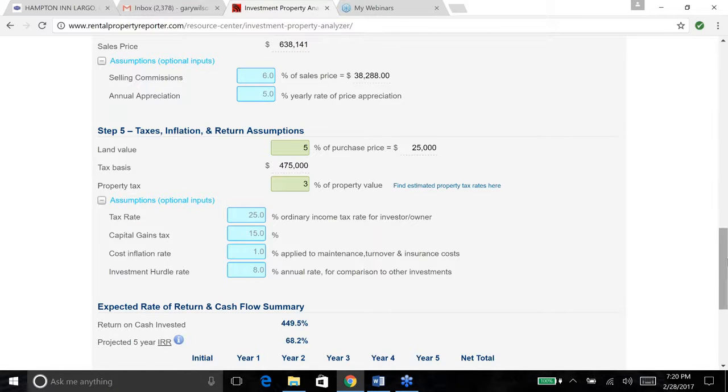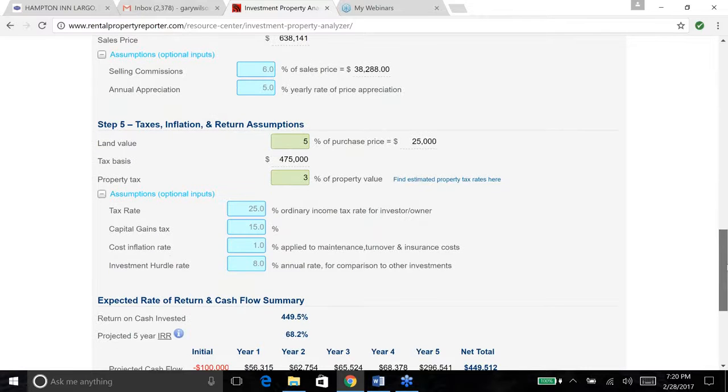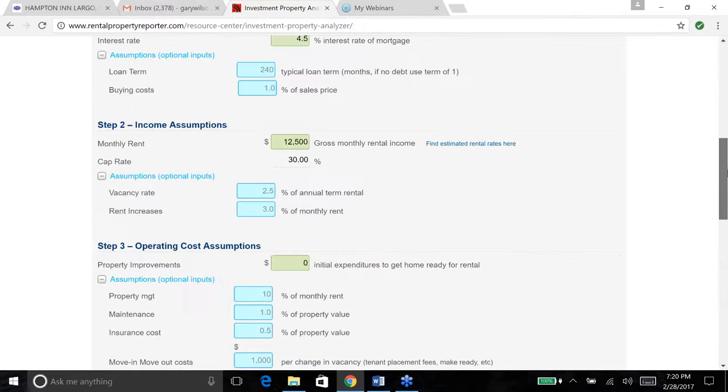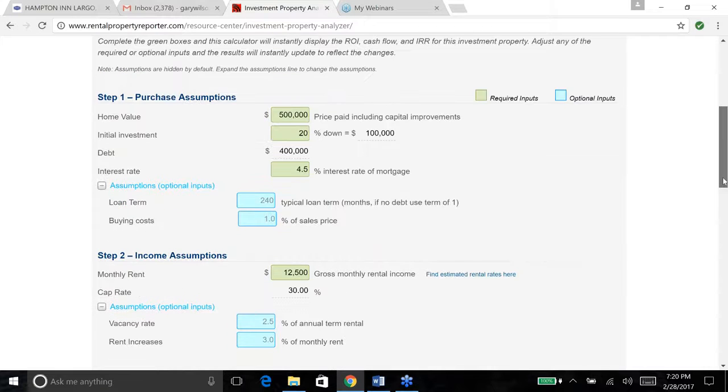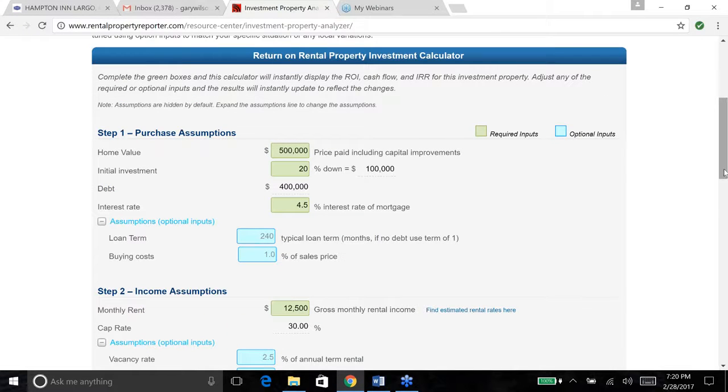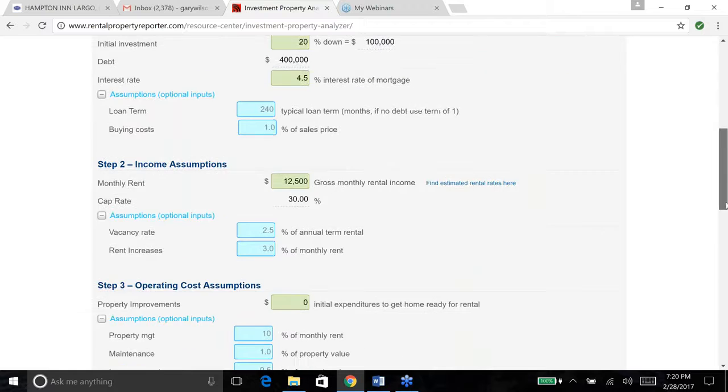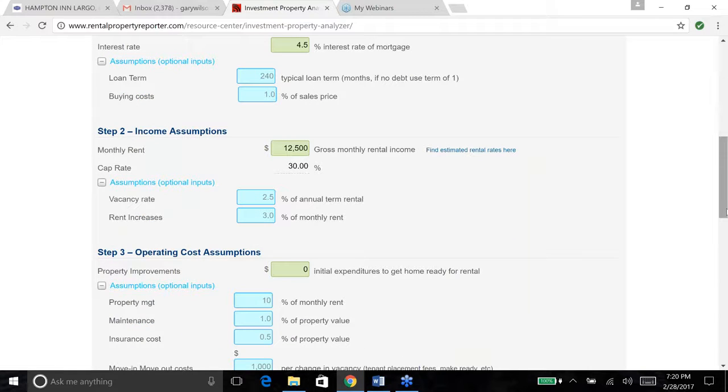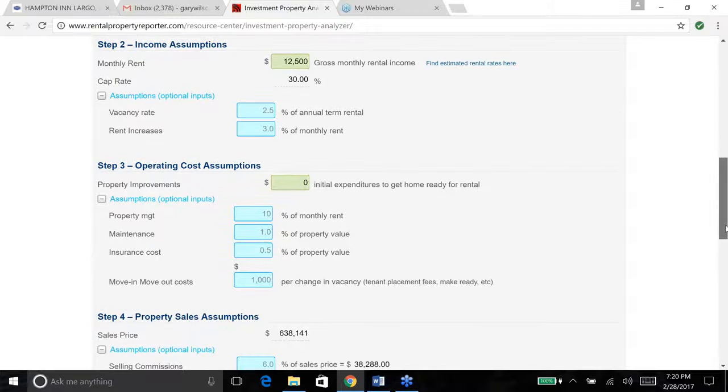Okay, so far we've put in some actual figures and we made some assumptions. So let's just start back at the top and see where we are. Okay, so we have a $500,000 purchase, 20% down, which is $100,000, leaving a loan that we have to get for $400,000. Okay. 4.5% interest rate. We're going to pay it off in 20 years, i.e. 240 months. We're going to assume the cost of the transaction is 1%. We're the buyer, so we're not paying commissions and things like that typically, that is. All right, gross monthly rent's $12,500. Vacancy rate 2.5%. Rent increase is 3% annually.